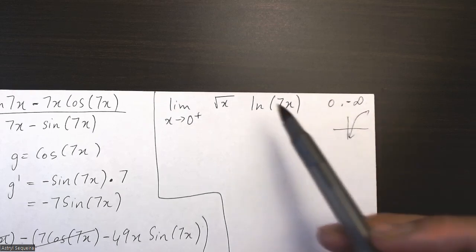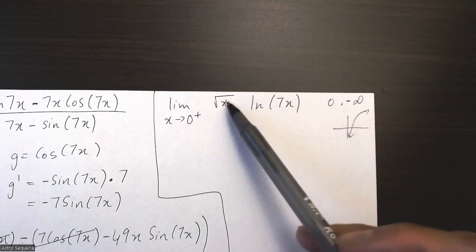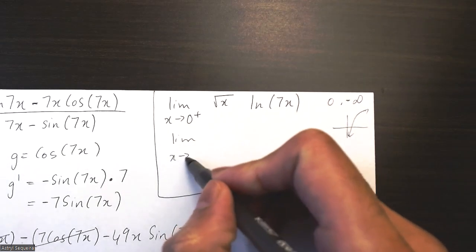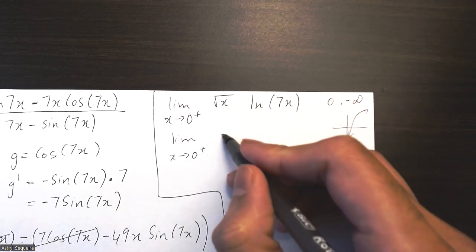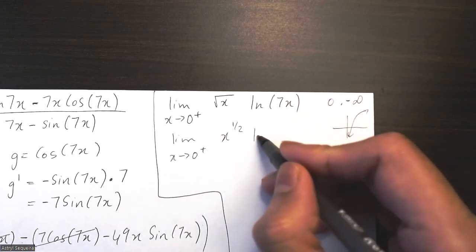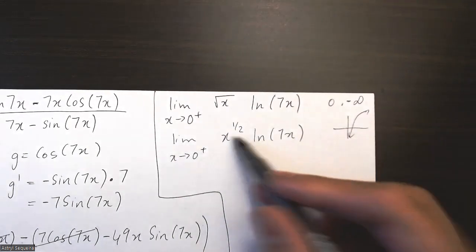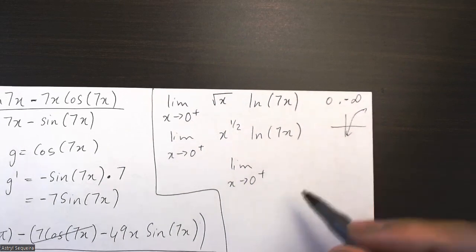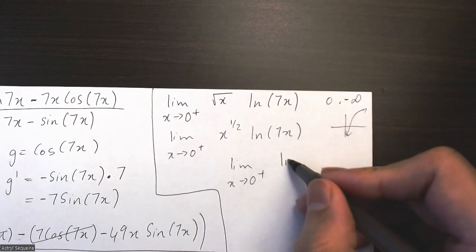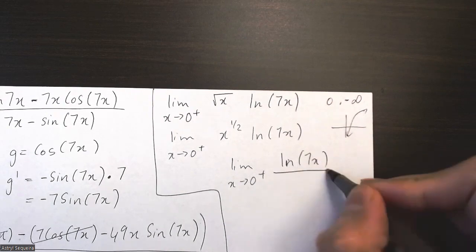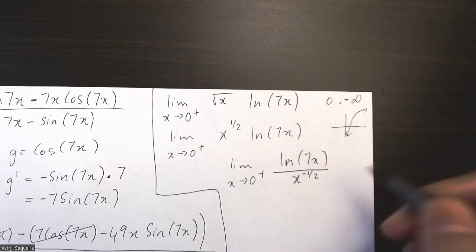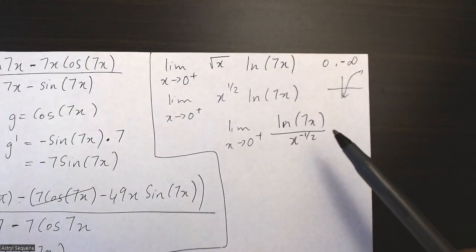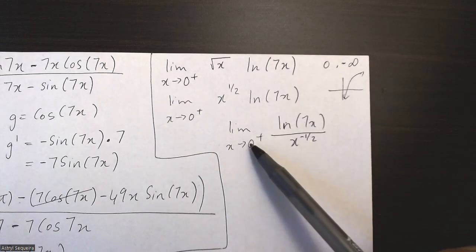So we got to do L'Hopital's rule over here again, but how do we do L'Hopital's rule? We don't have anything dividing. So what I'd like to do over here, let's change this to an exponent first. I'll leave this the exact same, and then I'll move this to the denominator. And I will change this to ln of 7x divided by x to the negative half. So now I have a numerator, I have a denominator. I can derive this using L'Hopital's rule.